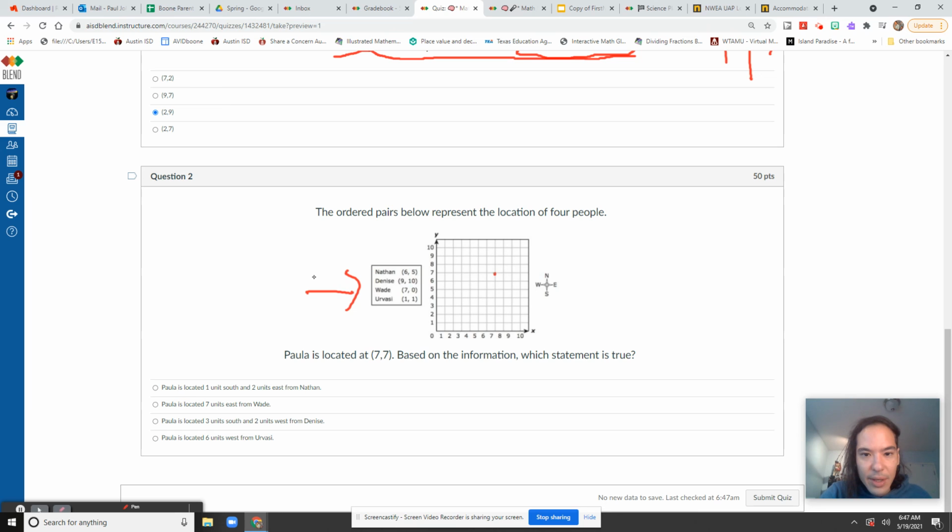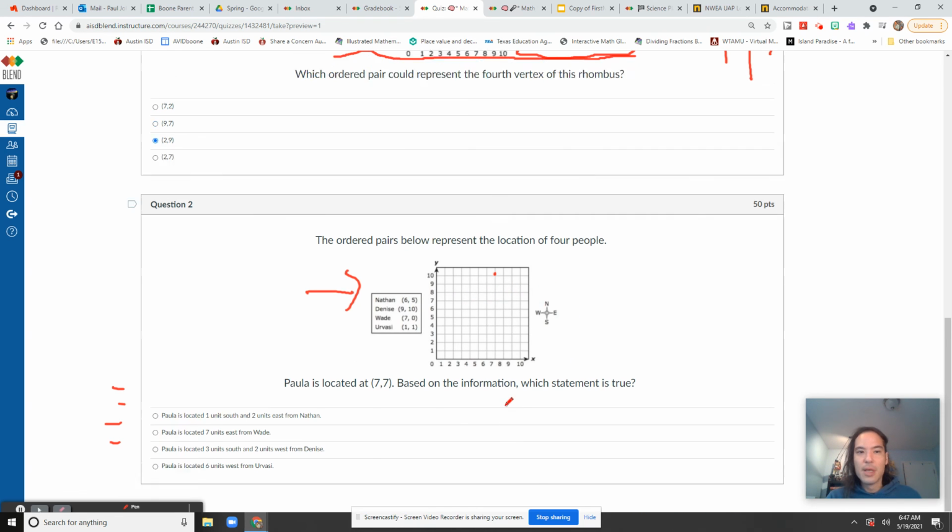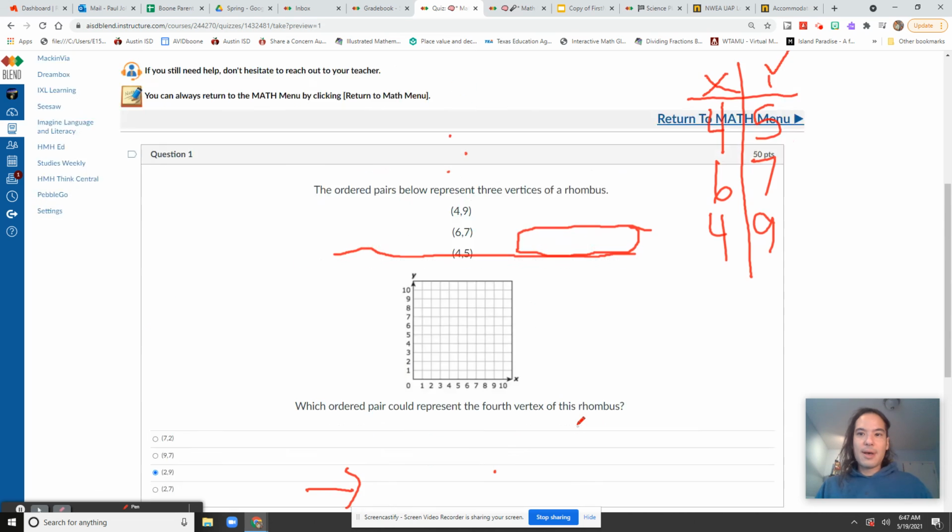Okay, there's Paula. So here's where her friends are. Nathan's at 6-5, Denise's at 9-10, Wade is at 7-0, and Urvasi is at 1-1. So which one of these statements is true about these people's location from Paula? How many units away? And you can find units by going on your x-axis or y-axis. So that should be it.